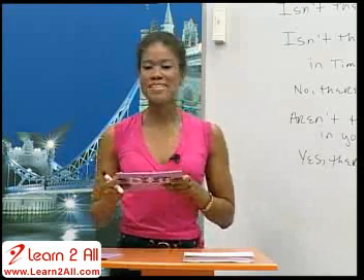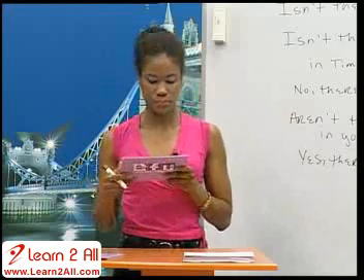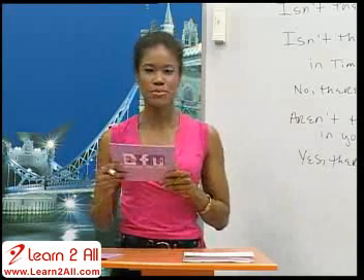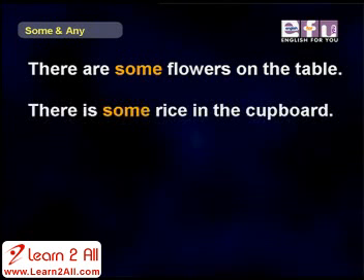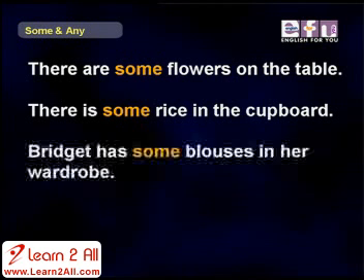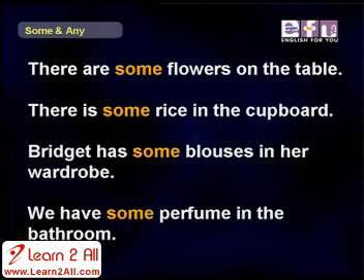Now, let's look at some first. Look at some examples. There are some flowers on the table. Next, there is some rice in the cupboard. Bridget has some blouses in her wardrobe. Next example. We have some perfume in the bathroom.